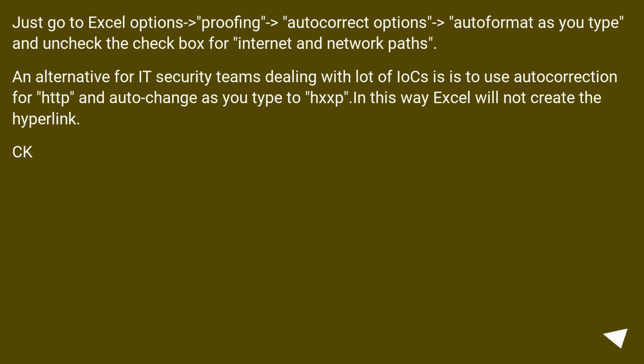Just go to Excel Options, Proofing, AutoCorrect Options, AutoFormat As You Type, and uncheck the checkbox for Internet and Network paths. An alternative for security teams dealing with a lot of IOCs is to use AutoCorrect to change HTTP as you type to HXXP. In this way, Excel will not create the hyperlink.